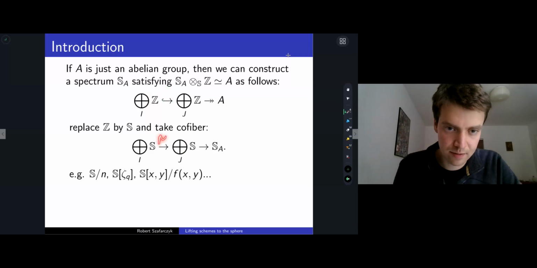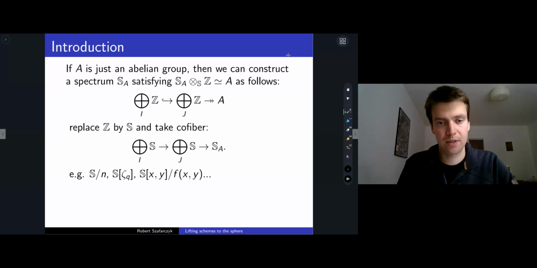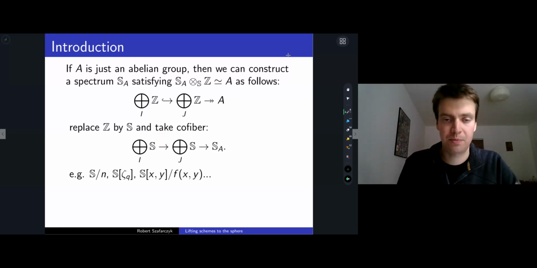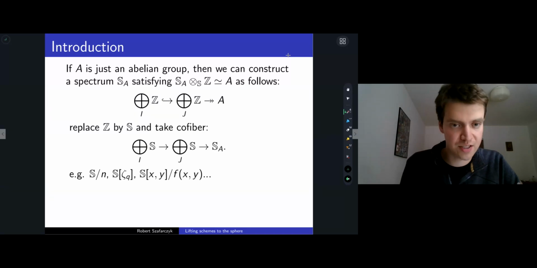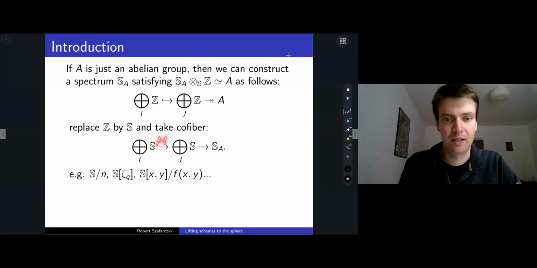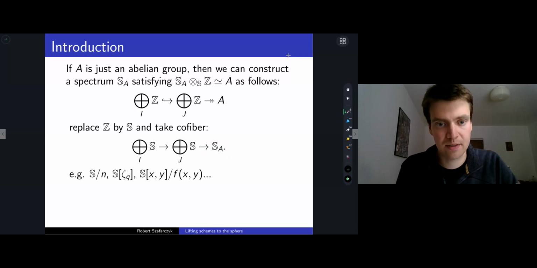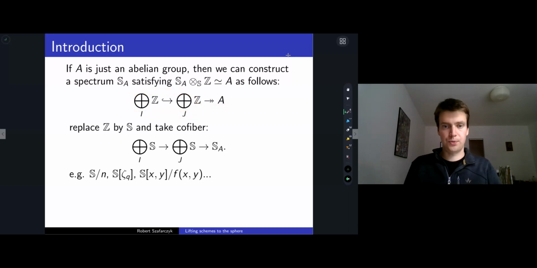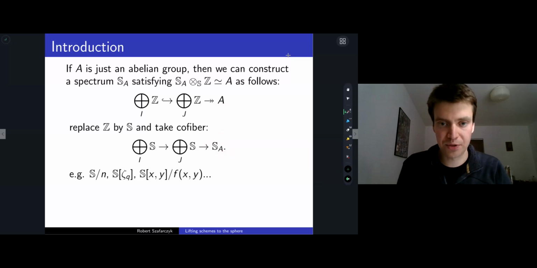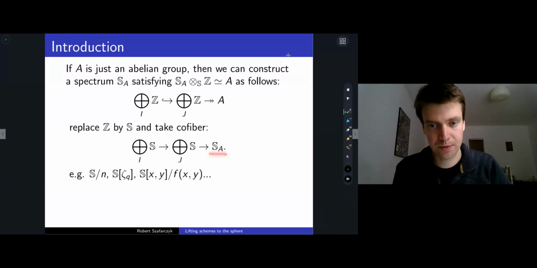Because homotopy classes of maps between sphere spectra are just integers, we can choose a lift for this matrix and then take the cofiber. Then by base change, if we base change this cofiber, since base change commutes with colimits, we go back to this diagram and the cofiber of this diagram is just A. So we've lifted any abelian group to the sphere spectrum.